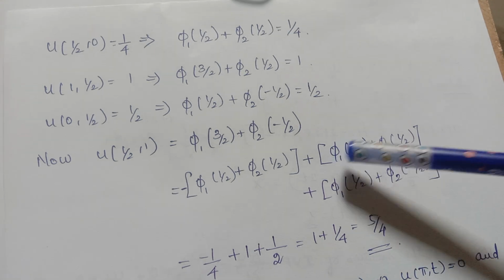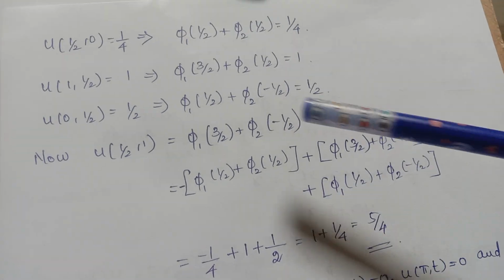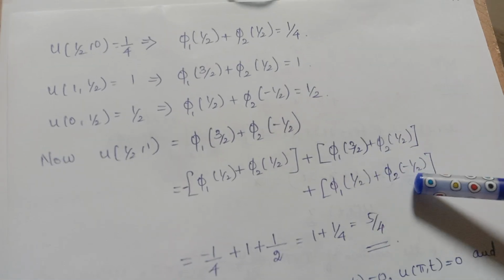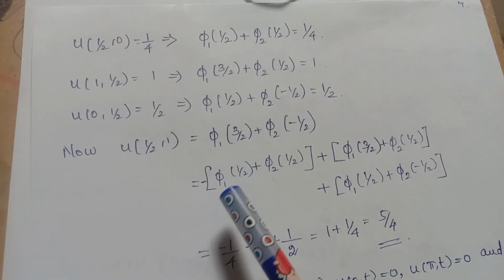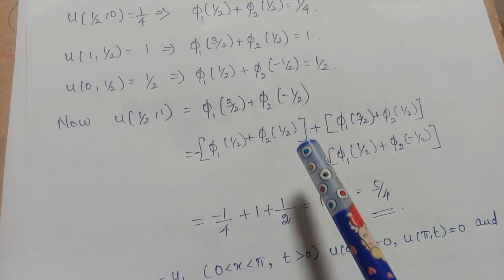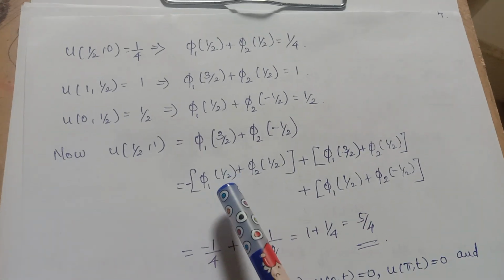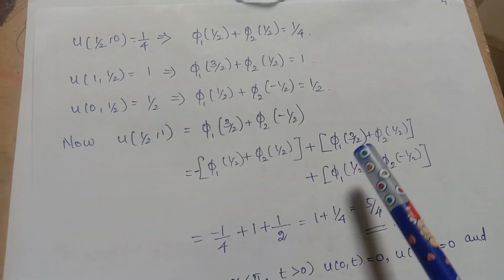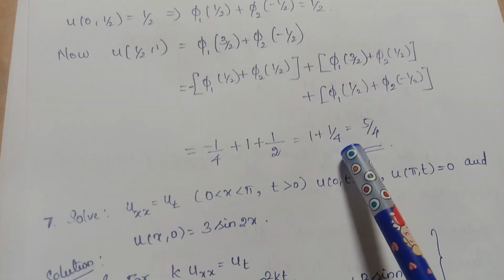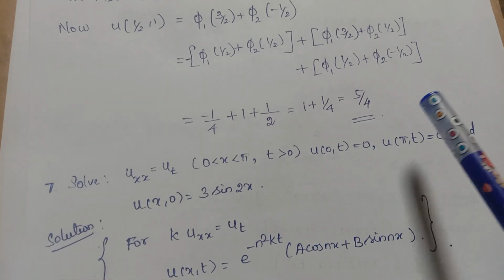Add these two equations. What will you get? Phi 1 of 3/2 plus phi 2 of 1/2 plus phi 1 of 1/2 plus phi 2 of minus 1/2. Subtract here phi 1 of 1/2 plus phi 2 of 1/2. So the unwanted terms get cancelled. So this will be what? Minus 1/4. This will be 1 and this will be 1/2. So it's equal to 1 plus 1/4 equals 5/4. So this is the solution.